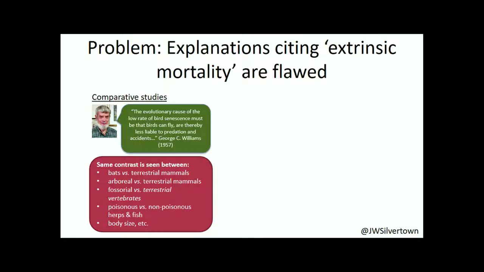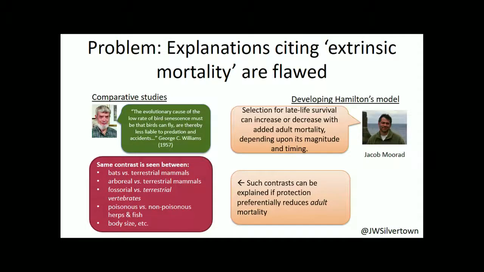So Williams himself said, well, this can account for why birds live longer than terrestrial animals of the same body weight. And if you believe it, and I'm telling you you shouldn't, it would also appear to account for why bats live much longer than terrestrial mammals of the same body weight. Arboreal versus terrestrial mammals, fossorial things like moles versus terrestrial vertebrates, poisonous versus non-poisonous, they all seem to be telling us that something about resisting extrinsic mortality delays senescence.